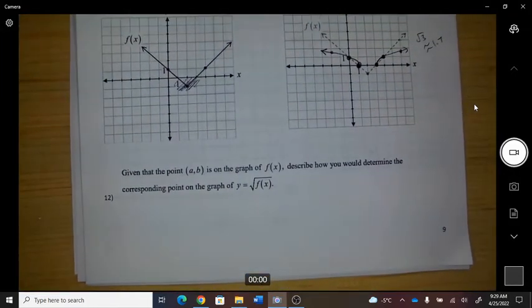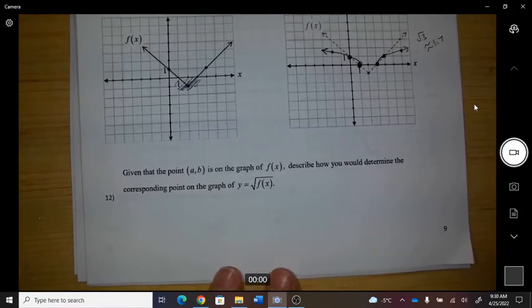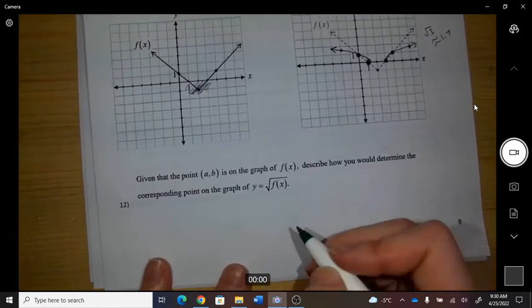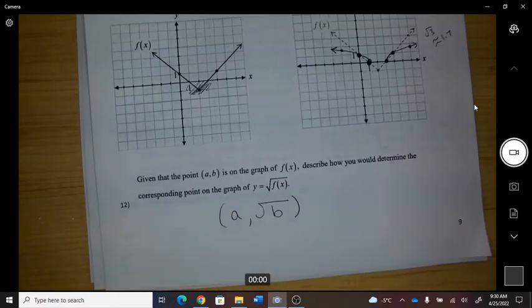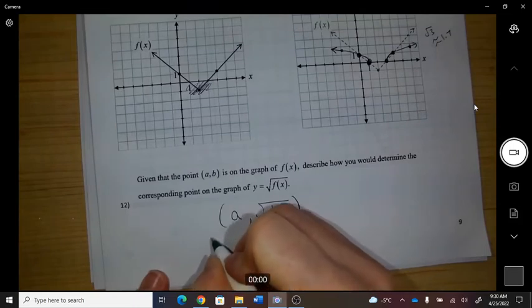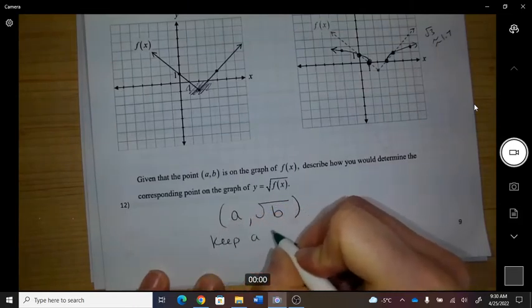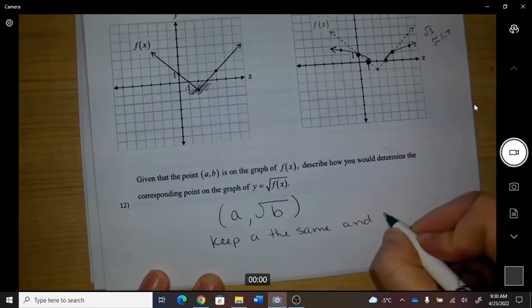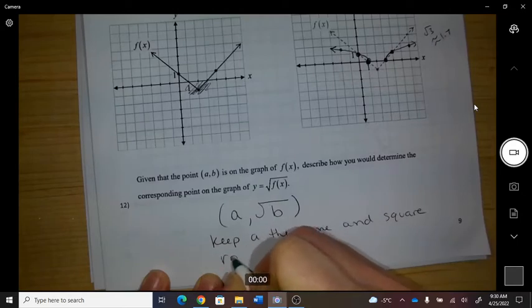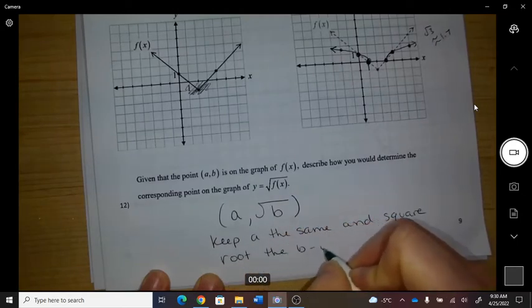Given the point (a, b) is on that graph, describe how you would determine the corresponding point on the square root function. So, if you want to just write it algebraically, that's what we would be doing, or describing it in words: keep a the same and square root the b value.